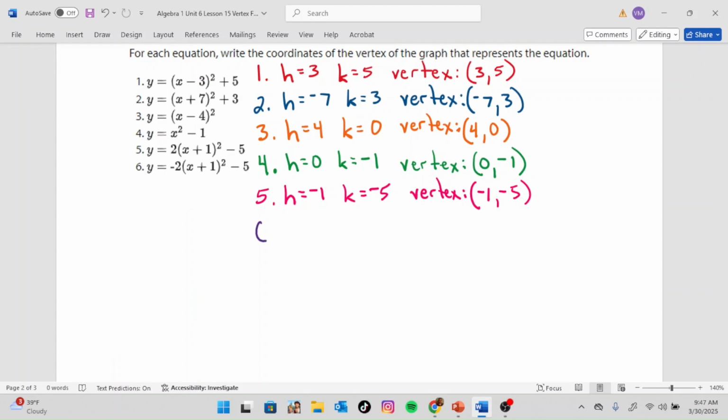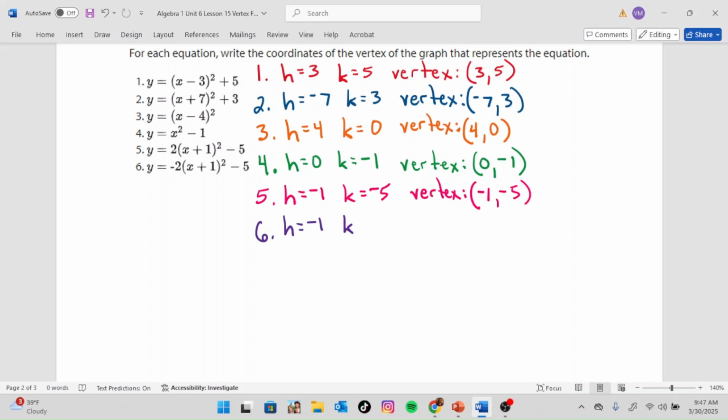And finally, number 6, we have x plus 1. Vertex form is x minus h. So to get a plus 1, h would need to be negative 1 because minus negative becomes plus.